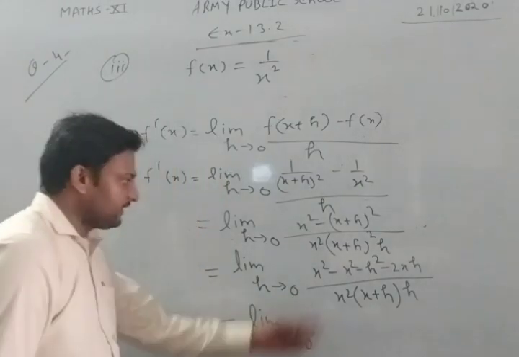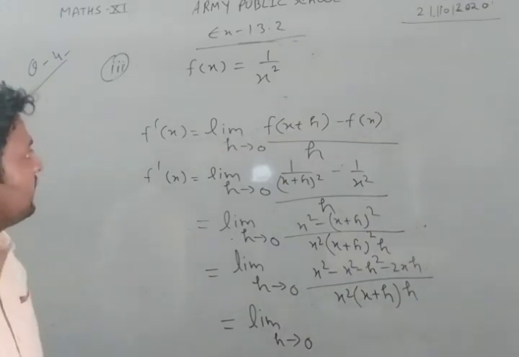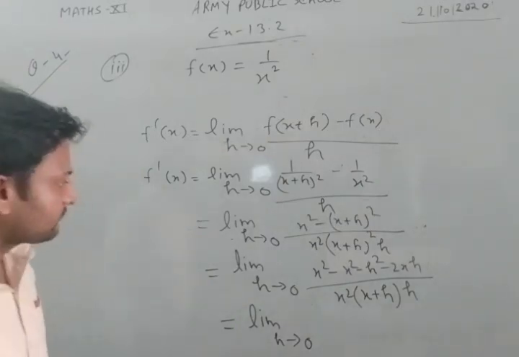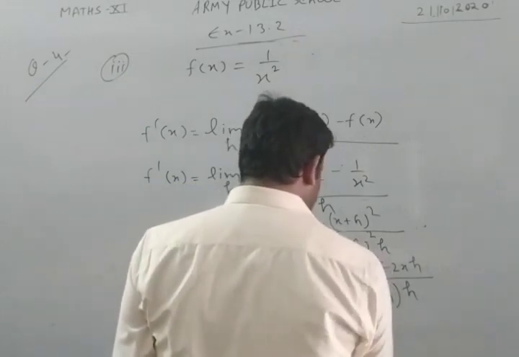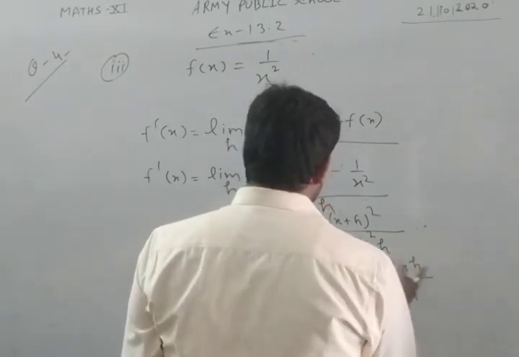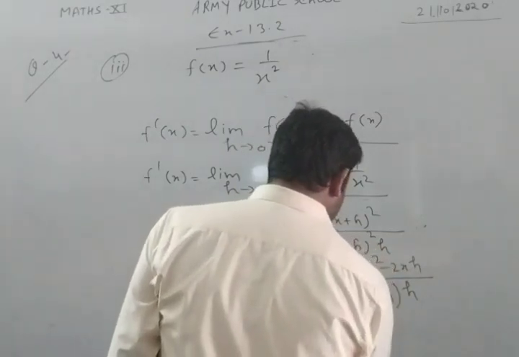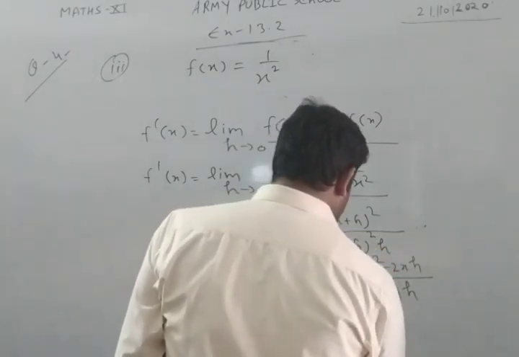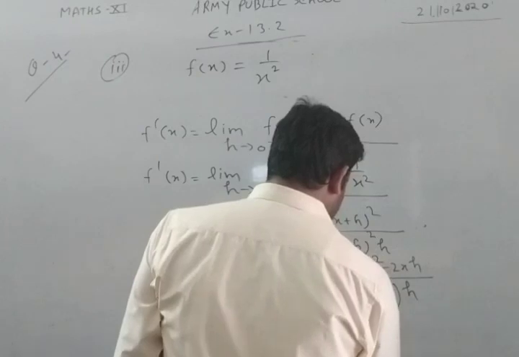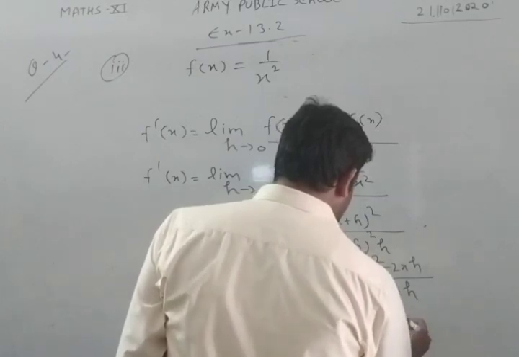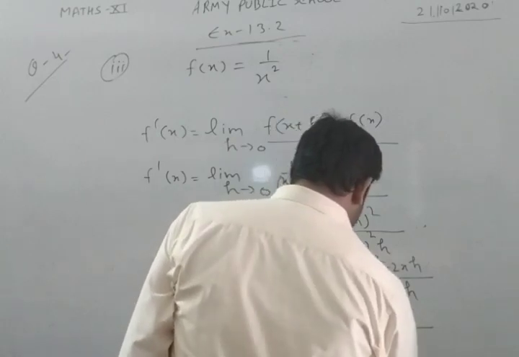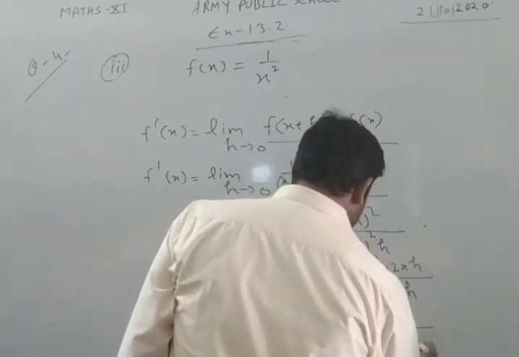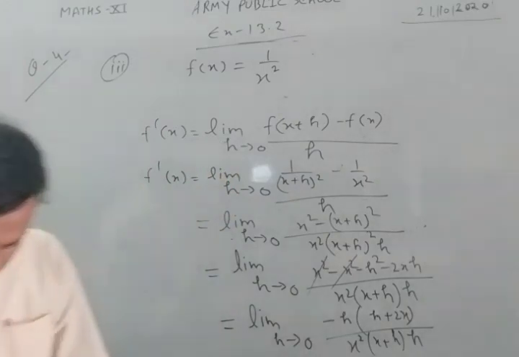We will solve it. We will see which term is going to cancel. Now we are seeing this x square is cancelled, and from above we are taking minus h outside, so we are getting h plus 2x divided by x square (x plus h) square and h. Okay.